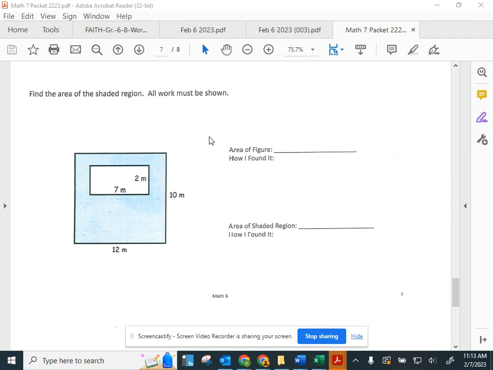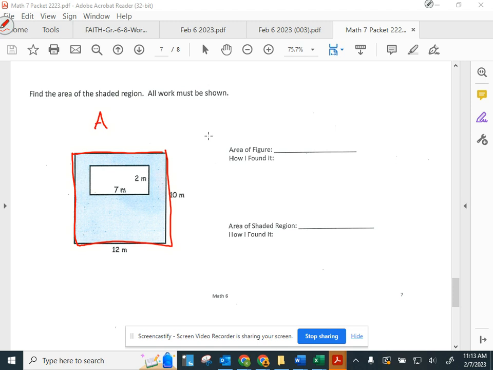Find the area of the shaded region. All work must be shown. So you don't have to write out your multiplying it through, but you have to show me what numbers you typed into your calculator. So if you're multiplying 2 numbers together, write it. So the area of the figure, this is your figure, the whole shape.